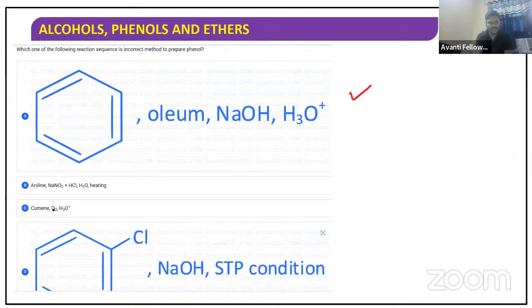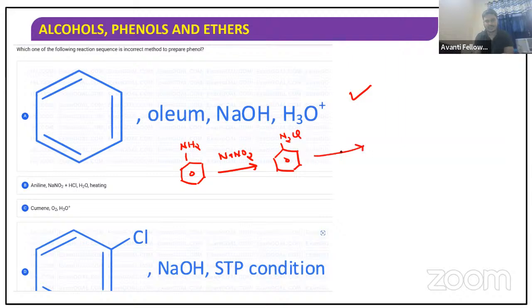Similarly, when we treat aniline, right? Let me check this once. So this is aniline, NH2, right? When we treat aniline with NaNO2, we'll get BDC, that is benzene diazonium chloride, N2Cl. Now, when we treat this BDC with warm water, we'll get phenol.